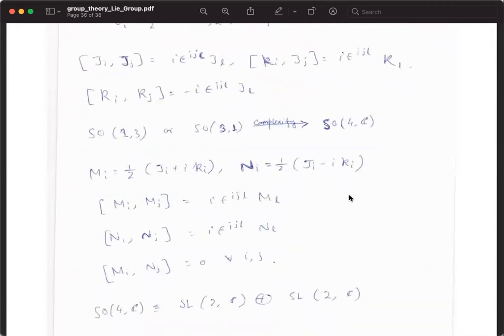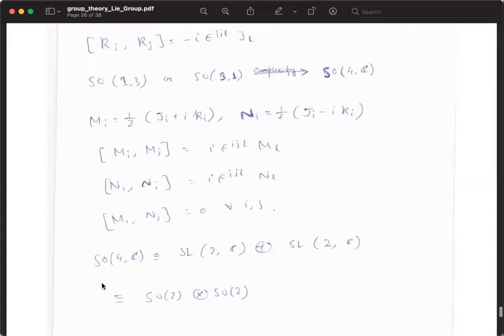And then what you can do is perform a complex linear combination of the Lorentz generators in the basis. So you can write down this new set of generators where i runs from 1 to 3: M_i equal to half of J_i plus i K_i, and N_i equal to half of J_i minus i K_i. If you define it in this way, then you will find out that the M_i M_j commutator is related to M_l, and the N_i N_j commutator is related to N_l, while the M_i N_j commutator for all choices of i and j is basically 0. That means the algebra dictated by this M is closed among themselves, and the algebra dictated by this N is also closed among themselves.